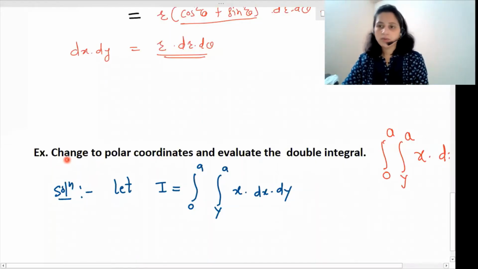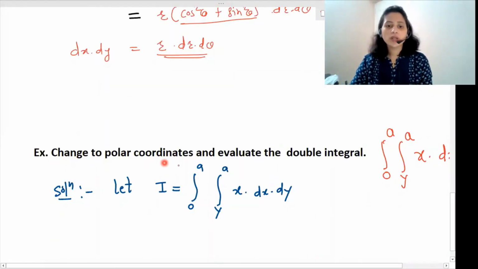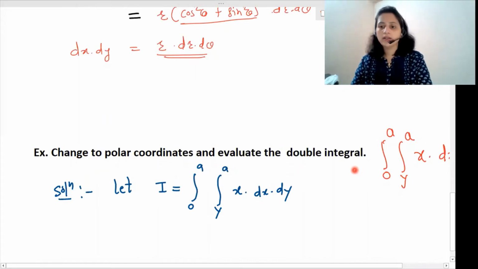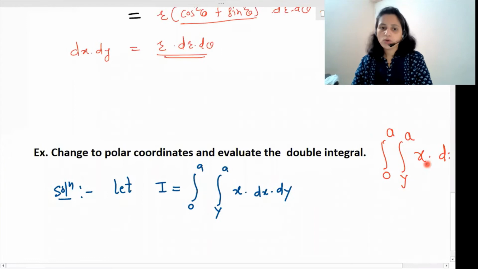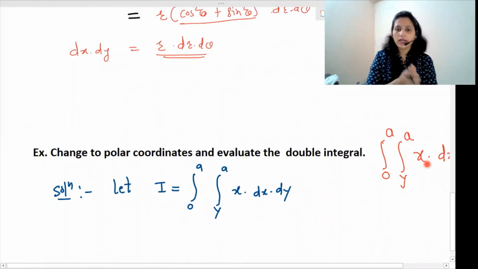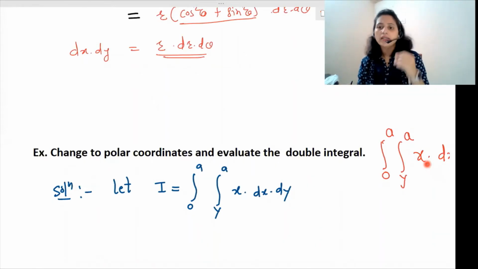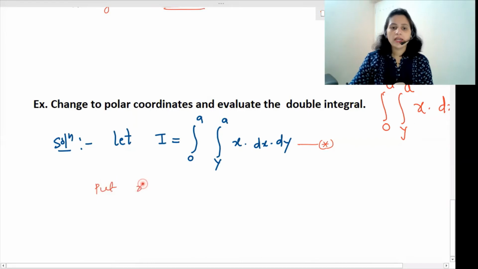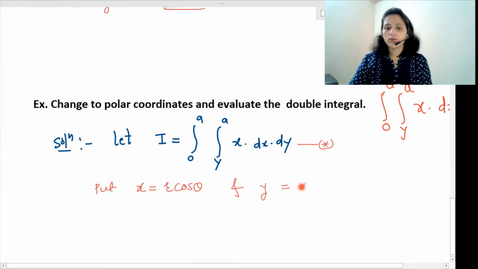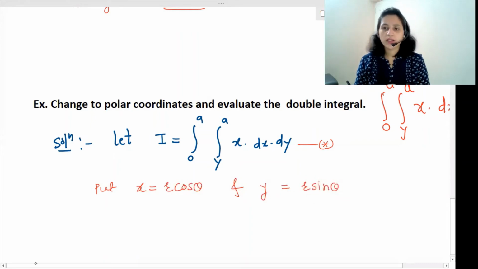Now we see the actual example. The example says: change to polar coordinates and evaluate the double integral, 0 to a, integration from y to a, of x dx dy. So we have to convert x and y coordinates, that is the Cartesian coordinate system, to polar coordinates, and then we are going to evaluate the double integral. So what is the first step? The first step is to put x equal to r cos theta and y equal to r sine theta.